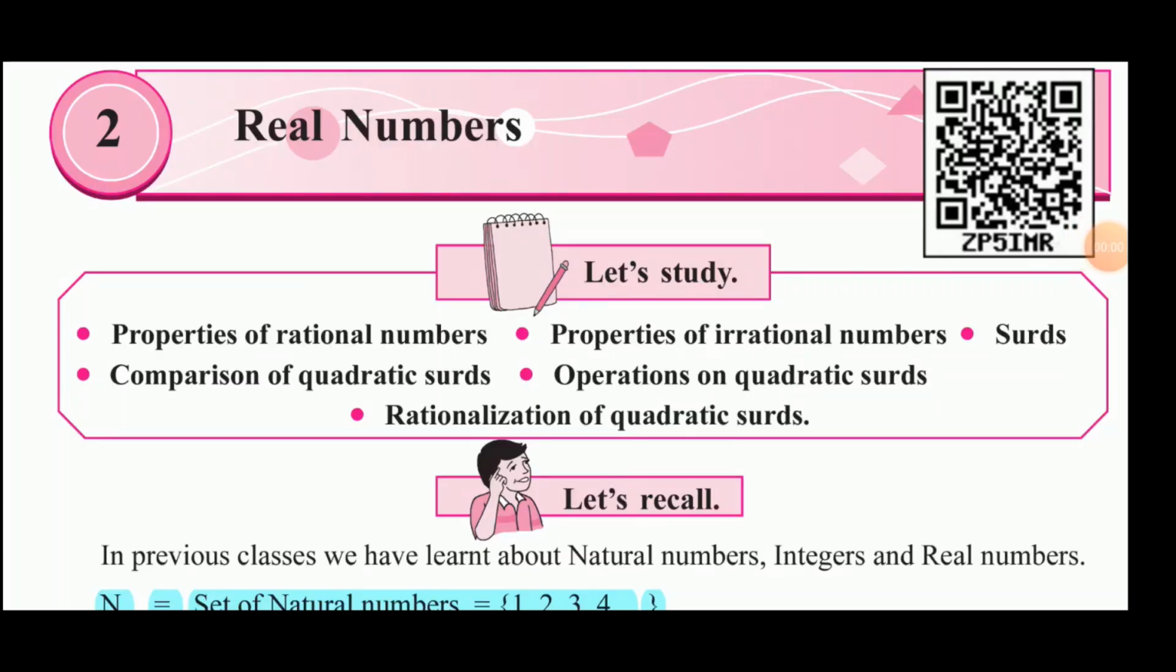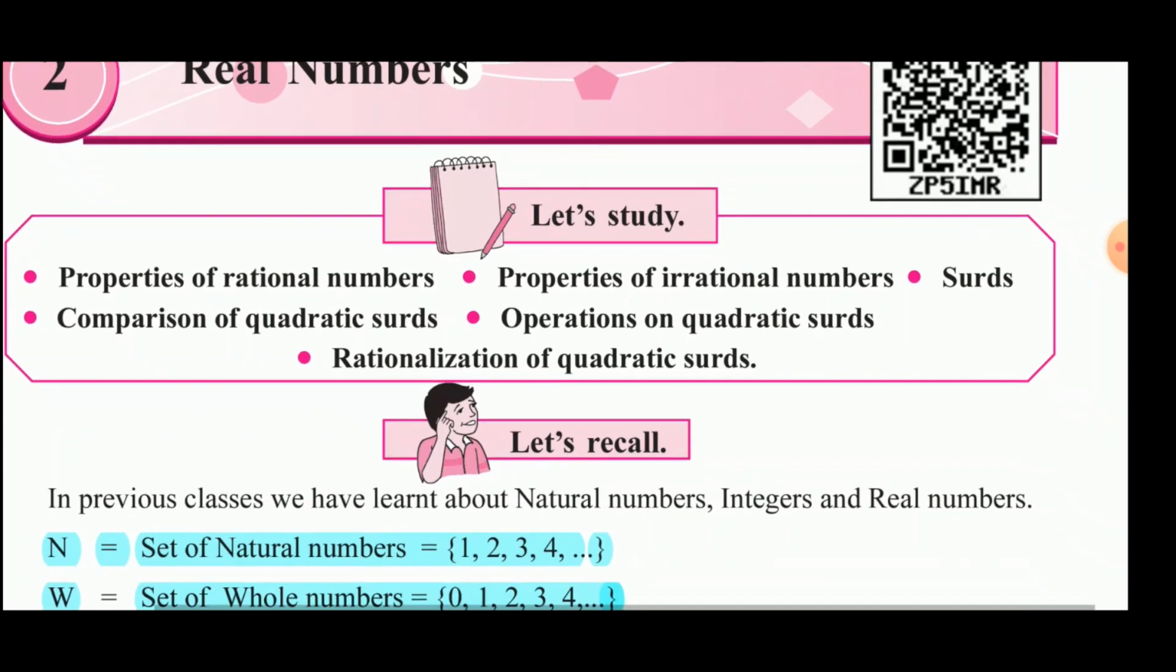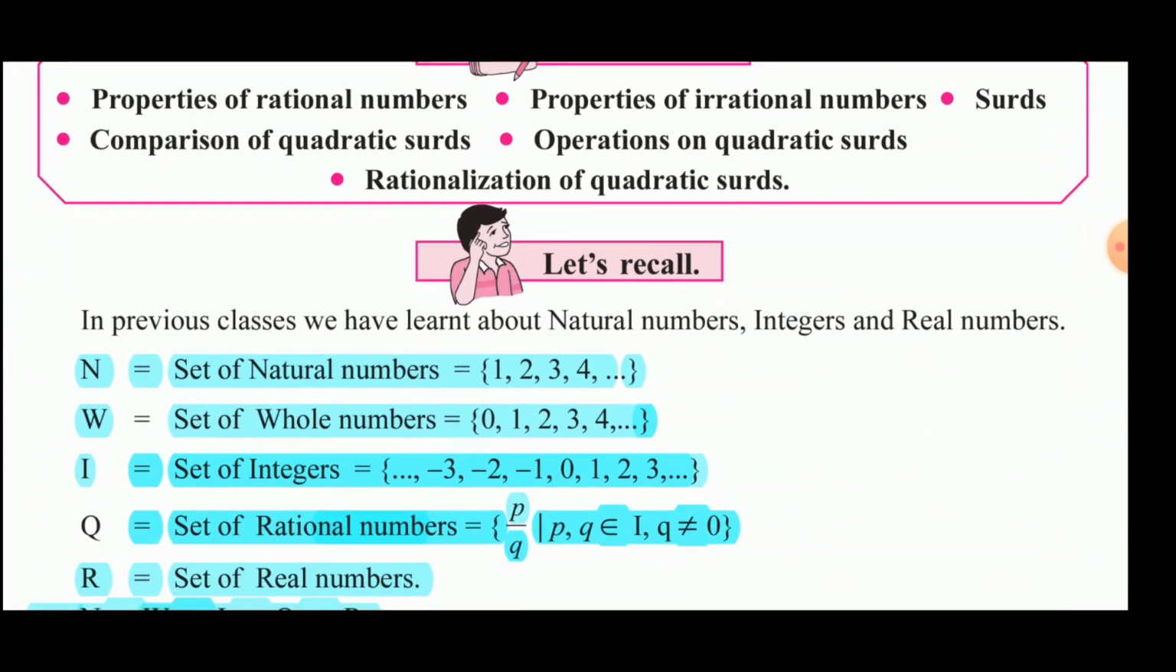Good morning, students. Now let us begin the second chapter of Algebra, Real Numbers. Now in lower classes, we have learned about the different sets of numbers, that is the set of natural numbers, the set of integers, and the set of real numbers. Now let us again recall about these different sets of numbers.